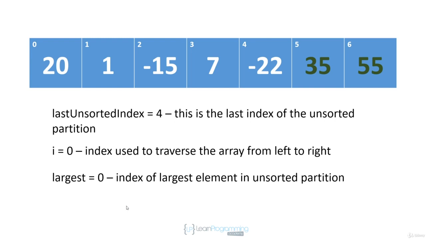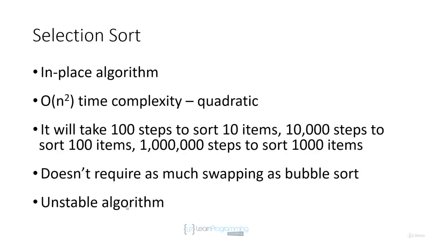And so this is how selection sort works, and it's called selection sort because on each traversal, we're selecting the largest element and we're moving it into the sorted partition. So selection sort is an in-place algorithm. It doesn't use any extra memory. As I said with bubble sort, it's okay to use a few extra fields as long as the extra memory you're using doesn't depend on the number of items you're sorting.